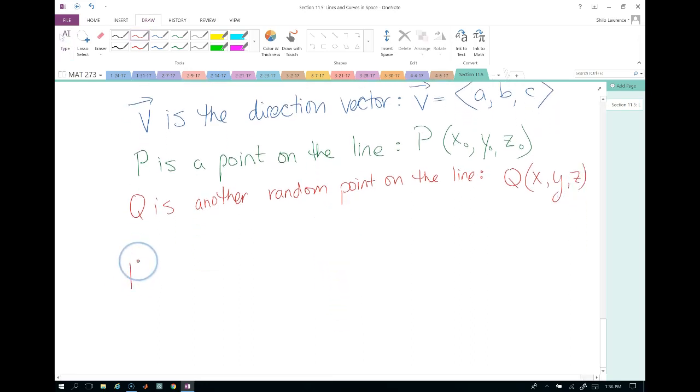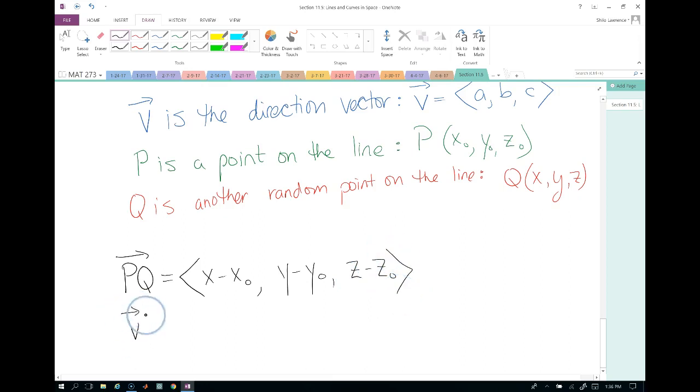So vector PQ. If I want to find component form for PQ, you remember you do your Q's minus your P's. We're going to have X minus X sub 0, Y minus Y sub 0, Z minus Z sub 0. This should be parallel to V, which is A, B, C.